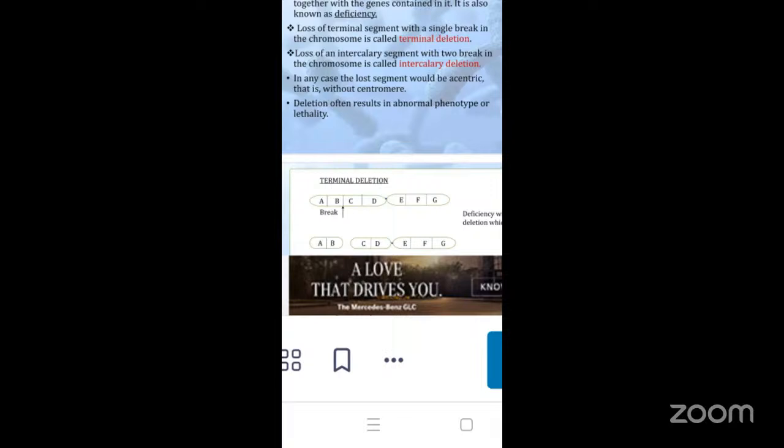Tetrasomy is the addition of a homologous pair of chromosomes to the diploid. Examples: tetrasomy X and the cat eye syndrome, tetrasomy 22. Okay, these are the chromosomal aberrations.